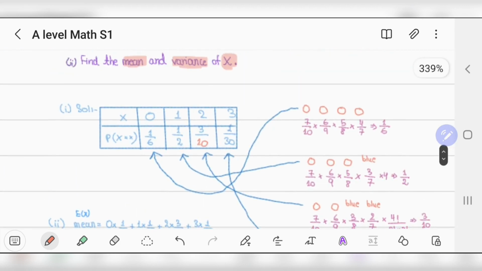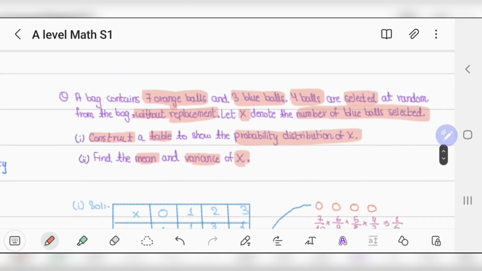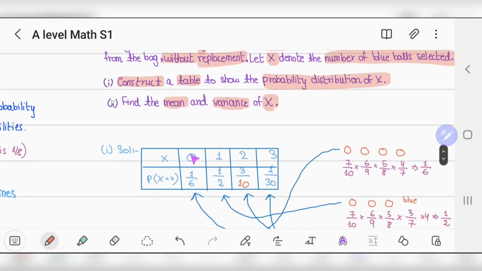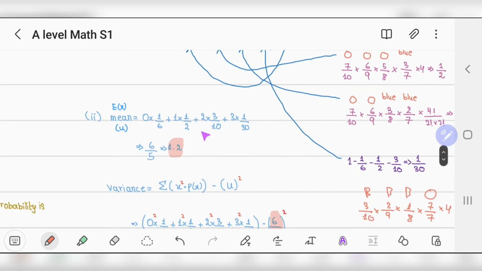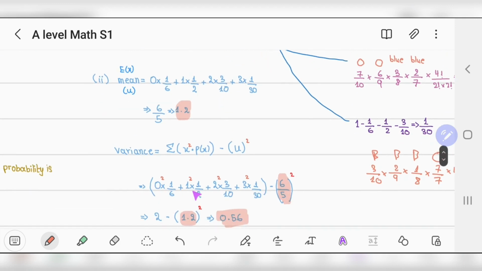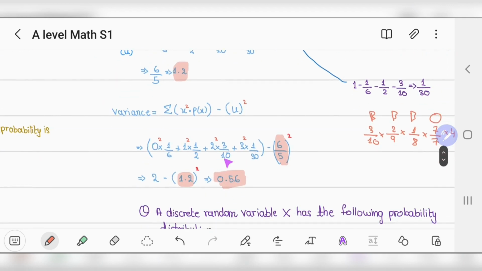Same thing as here. Okay, so this is part 1, and part 2 is find the mean and variance of x. Multiply this to this plus multiply this to this: 0 multiply 1 upon 6 plus 1 multiply 1 upon 2 plus 2 multiply 3 upon 10 plus 3 multiply 1 upon 30, and you got the mean. And how to find the variance? So 0 square multiply 1 upon 6 plus 1 square multiply 1 upon 2 plus 2 square multiply 3 upon 10 plus 3 square multiply 1 upon 30 minus mean square. You have to find the mean, then you just put square on, then you got the variance as well.